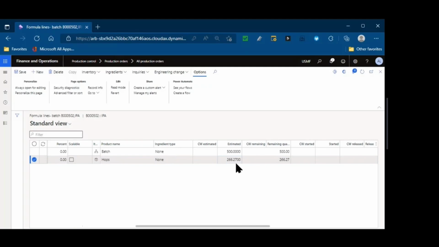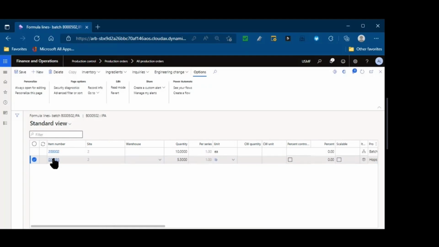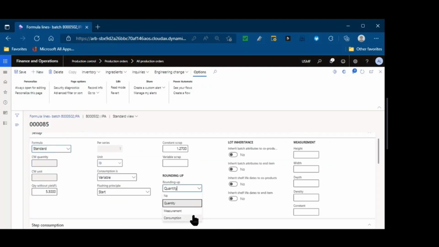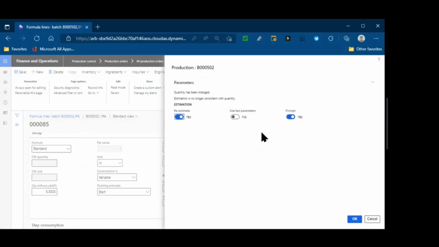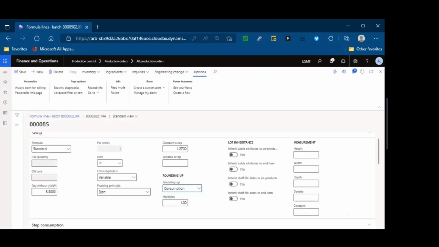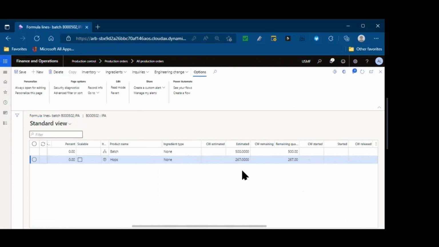If our scenario actually requires us to round to the nearest unit, the nearest 5, whatever it may be, based on the fact that our scrap leaves us a decimal, but we always want to consume in full units, that's when we need to edit our rounding up principle. This time I'm going to select consumption. I'm going to leave that as 1. It's going to ask me to re-estimate my batch order, which I'll go ahead and do. And now we should see that we no longer have that decimal hanging around.